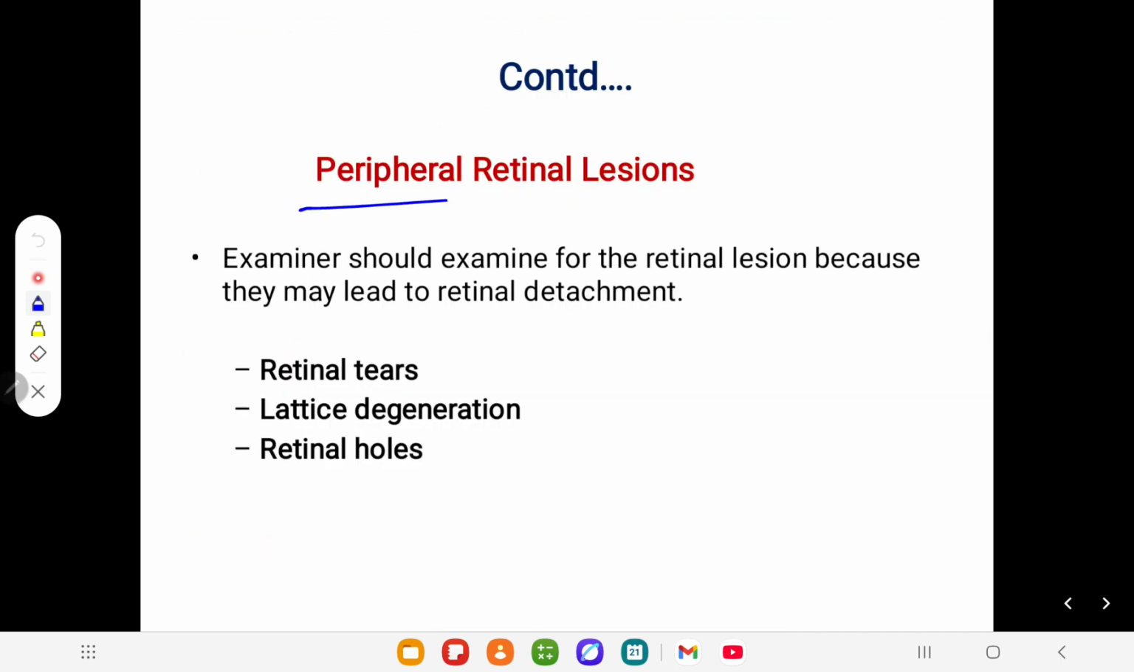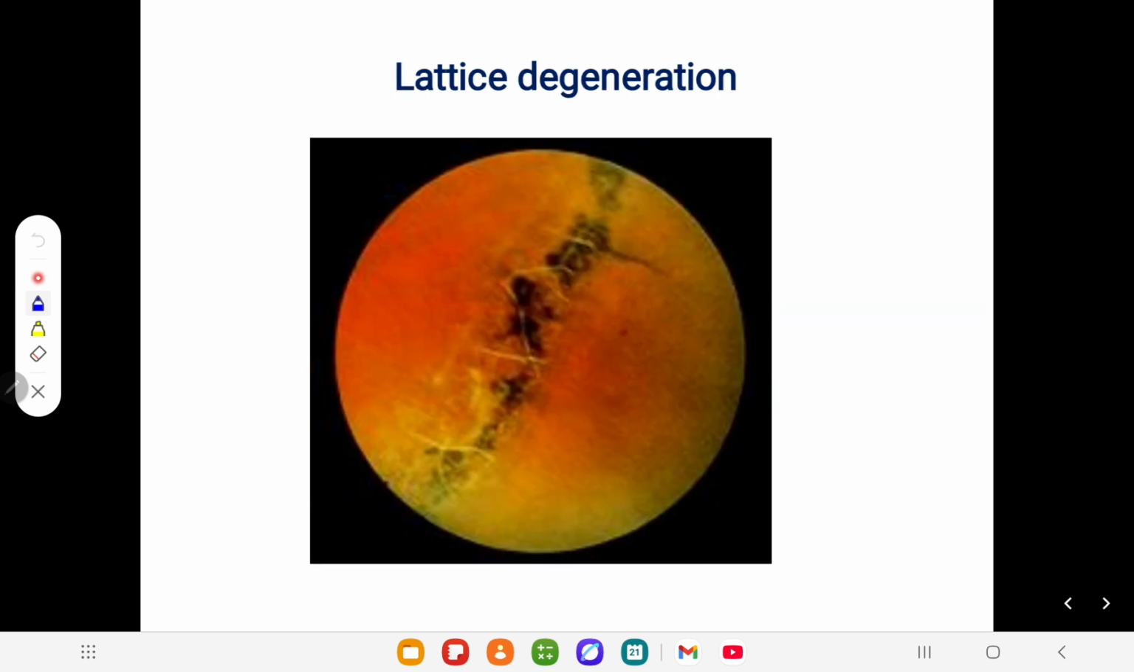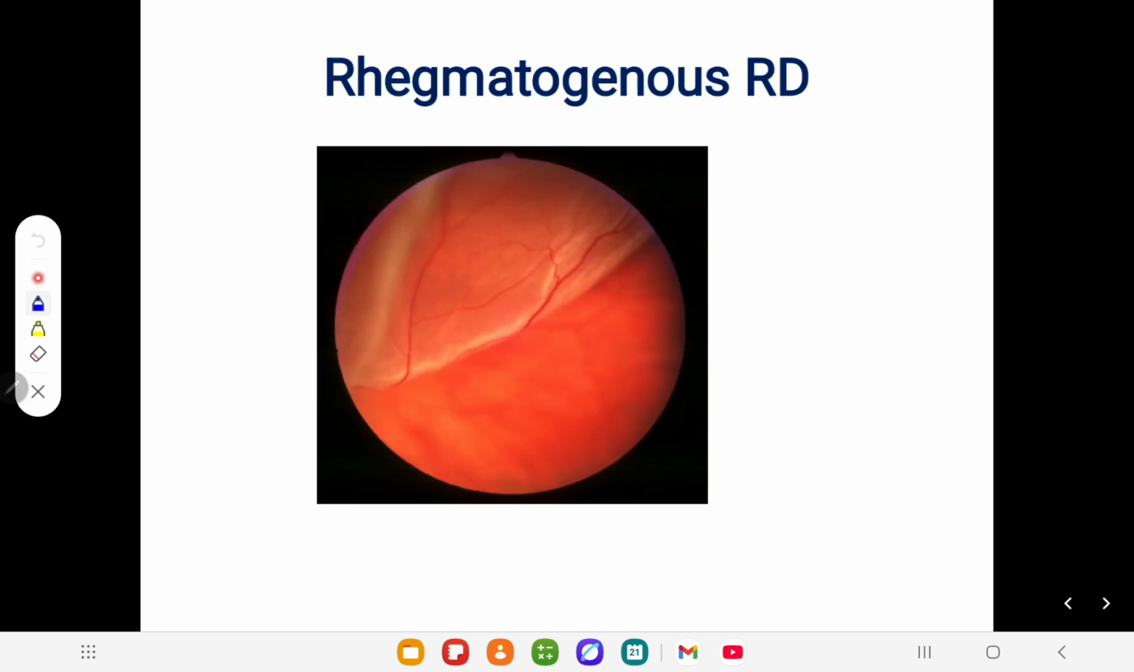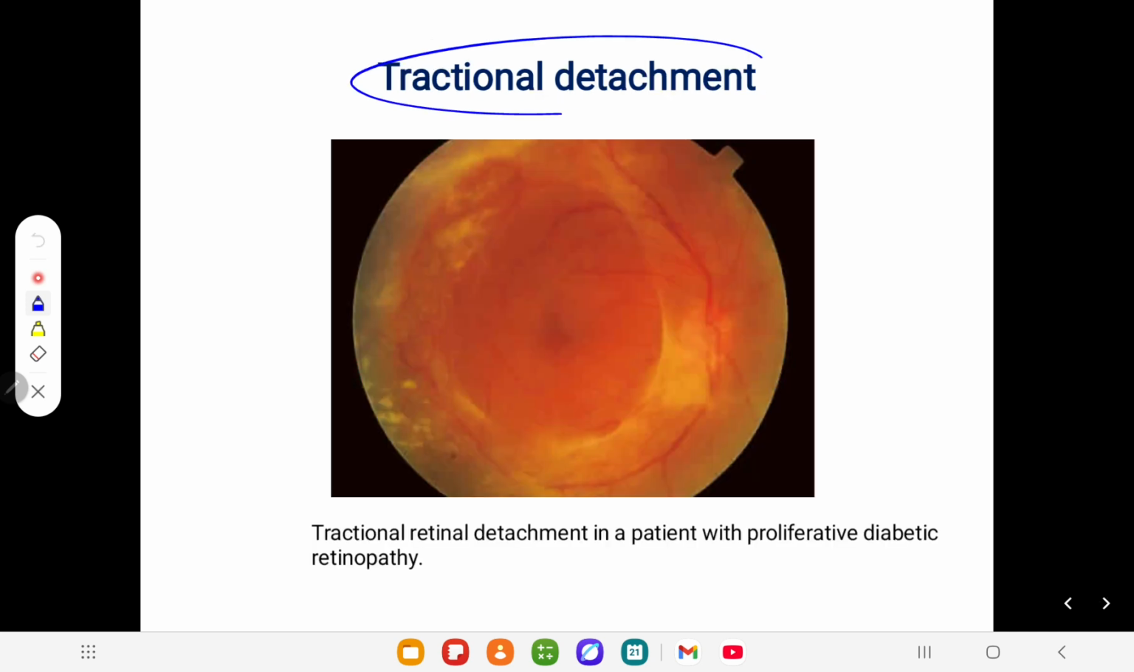Okay, so there are some peripheral retinal lesions, like retinal tears, that I think I'll show you. So lattice degeneration, myopic changes. Indirect ophthalmoscopy is very useful here, as well as in rhegmatogenous retinal detachment and tractional retinal detachment.